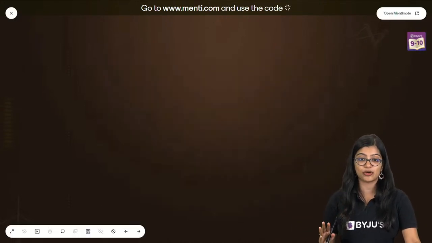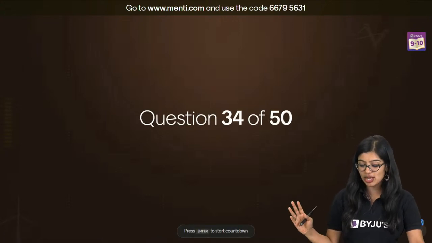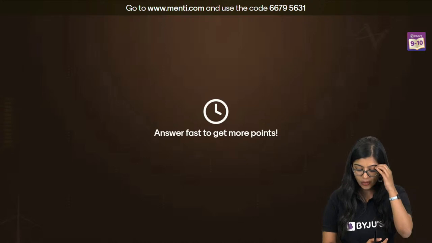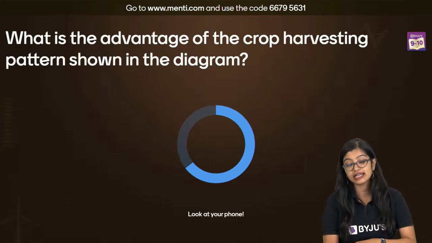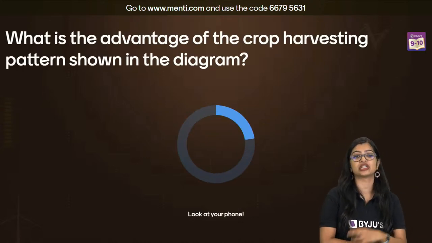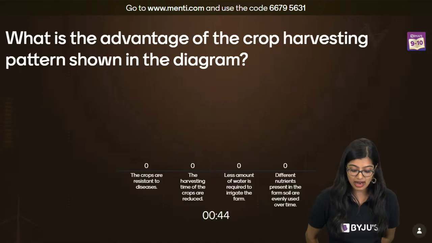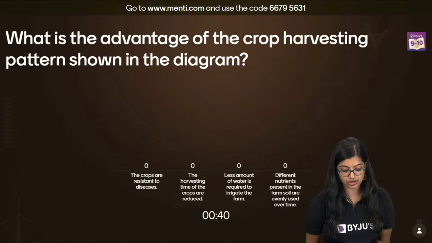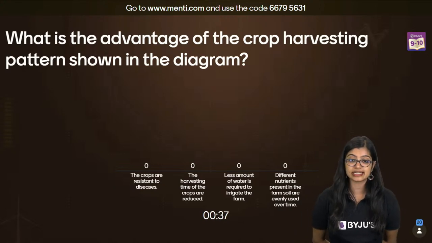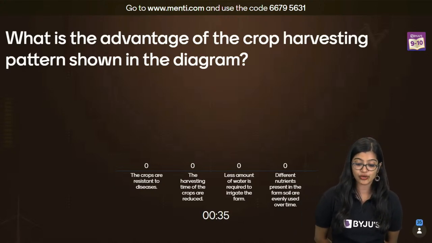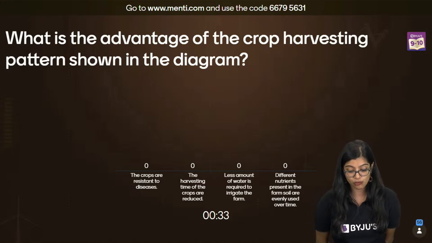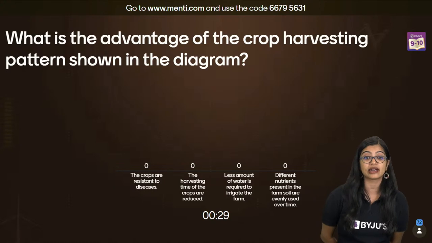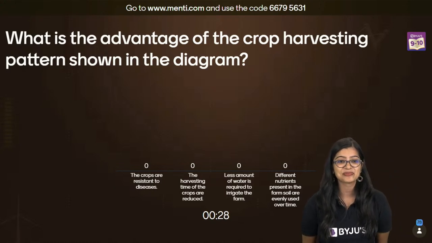Now moving on to the next one, which is again based on this particular question. It's based on crop rotation. Let's have a look at question number 34. What is the advantage of practicing crop rotation? Crops are resistant to diseases, the harvesting time of crops is reduced, less amount of water is required, or different nutrients present in the soil are evenly used?